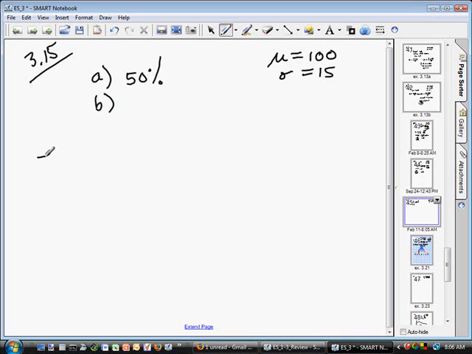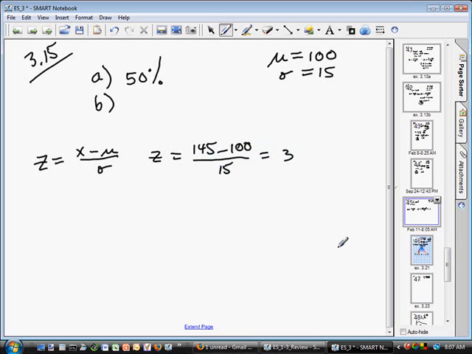Okay, part B. How about above 145? Well, now I have no choice but to pull out my standardization formula. In this case, 145 is my x. I already know my mean. I already know my standard deviation. And what is that on top? 45 over 15, which is exactly 3. Okay, so now I have a z-score of 3.